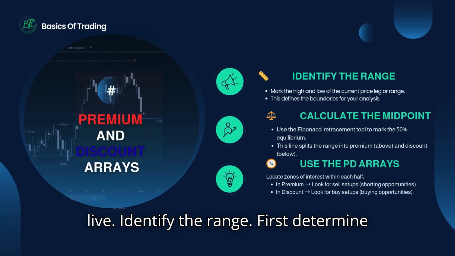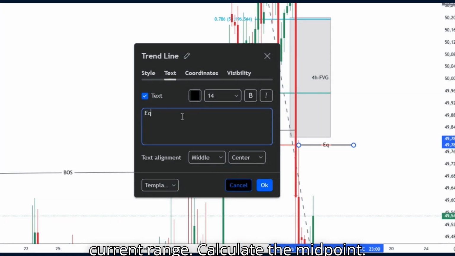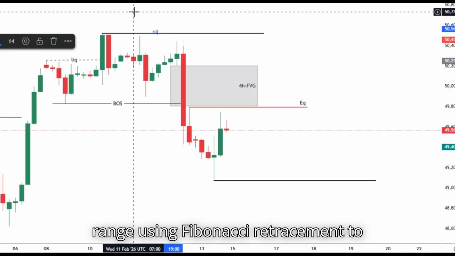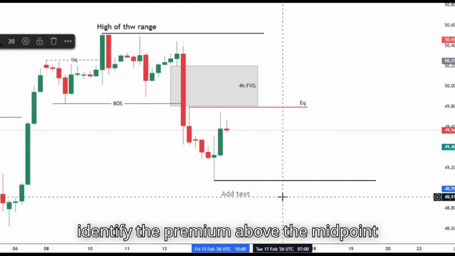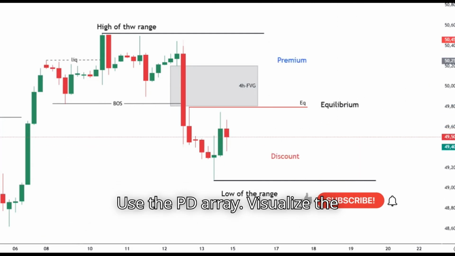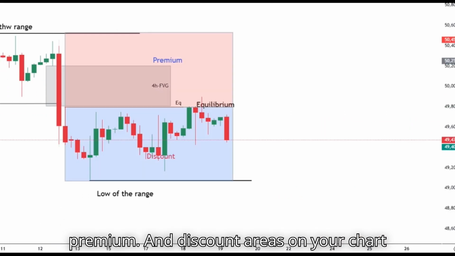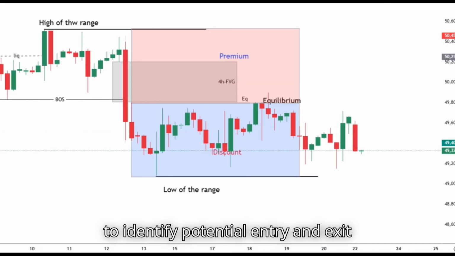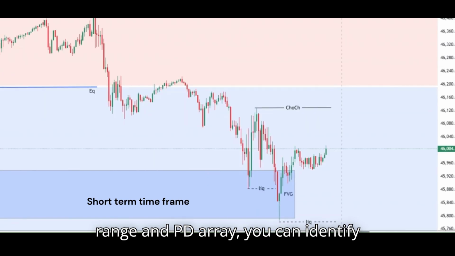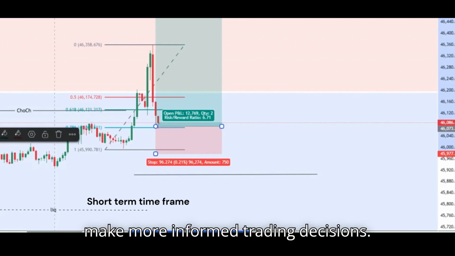Identify the range. First, determine the high and low of the current range. Calculate the midpoint. Next, find the midpoint of the range using Fibonacci retracement to identify the premium above the midpoint and the discount below the midpoint. Use the PD array. Visualize the premium and discount areas on your chart to identify potential entry and exit points. By using the premium discount range and PD array, you can identify areas of value within the market and make more informed trading decisions.